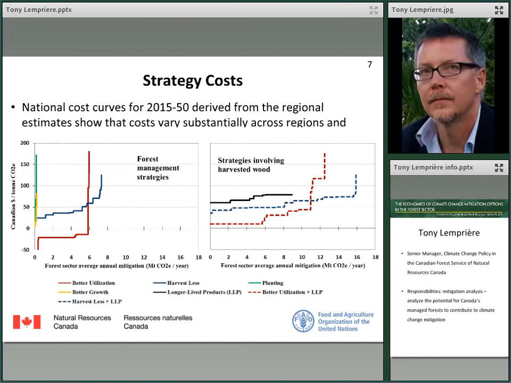We derive national forest sector cost curves by determining the cost for each strategy in each region, sorting the mitigation costs from the smallest to largest across all regions, and then comparing these successively higher cost estimates to the mitigation that was achieved at each cost level. The resulting national cost curves are shown here, and they show that the cost of strategy varies substantially across the country and across strategies. Now, individually, costs varied per ton for each strategy up to 150 Canadian dollars per ton and higher, but there was important mitigation at lower costs.